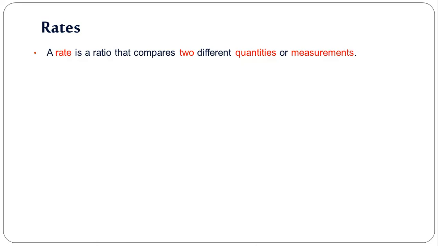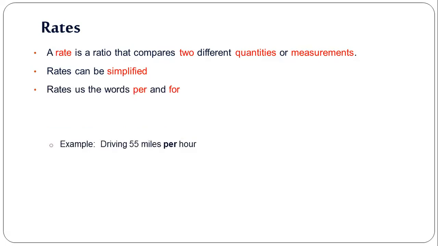A rate is a ratio. Yung kanina kapag sinabi natin na ratio, meron tayong kino-compare na dalawang numbers. So ang rate naman, part siya ng ratio or it is a ratio that compares two different quantities or measurements. It can be simplified and it can be used with per and for. Halimbawa, driving 55 miles per hour. Ibig sabihin ito yung rates niya. 55 miles, gumamit tayo ng per hour. Miles per hour yon yung ating units. And 3 tickets for $1, so that is equal to tickets over dollars.